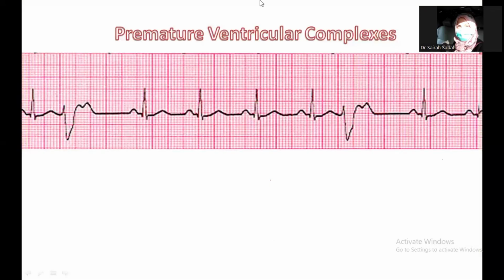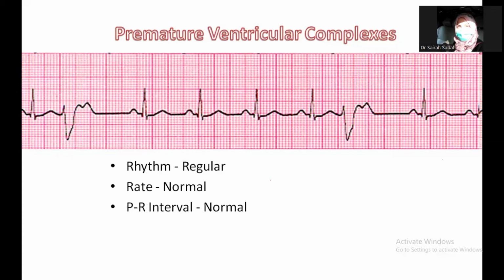Now about the ventricular problems. Premature ventricular complex. That was about the supraventricular. Now we will talk a little about the ventricular arrhythmias. Premature ventricular complexes, PVCs, the famous PVCs. Usually the rhythm is regular, so they are not that harmful. Sometimes they're even benign in most of the cases.